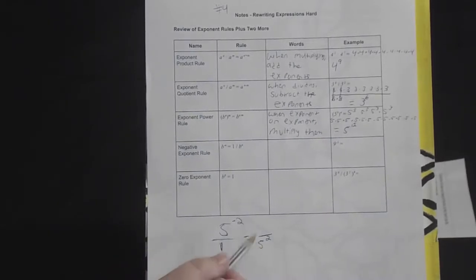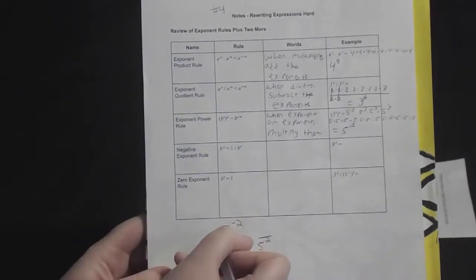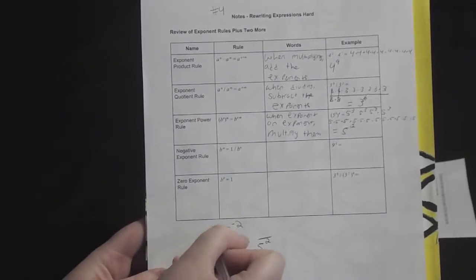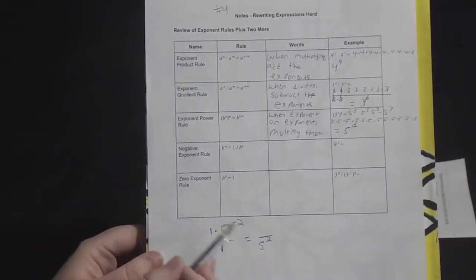And now the exponent's not negative because it's happy. It wants to be down there. So once you move it, you change it to become a positive exponent. Note that there's still this 1 on bottom, but 5 squared times 1 is just 5 squared. Also, when I move this 5 squared to the bottom, there's still that 1 on top.